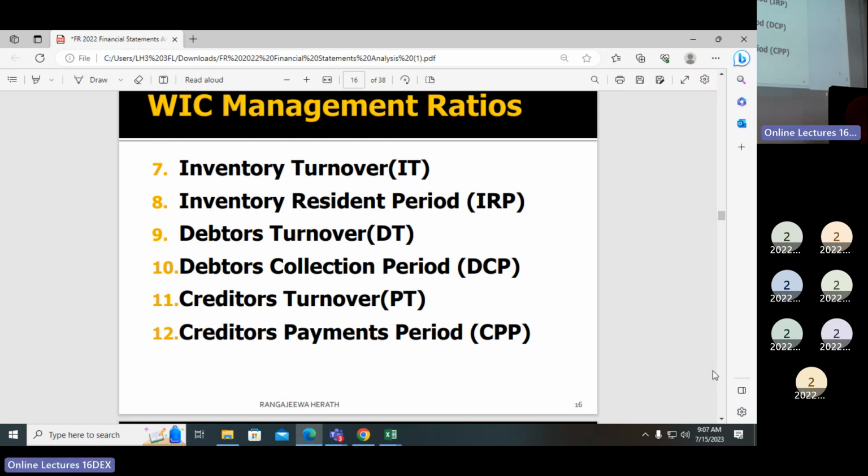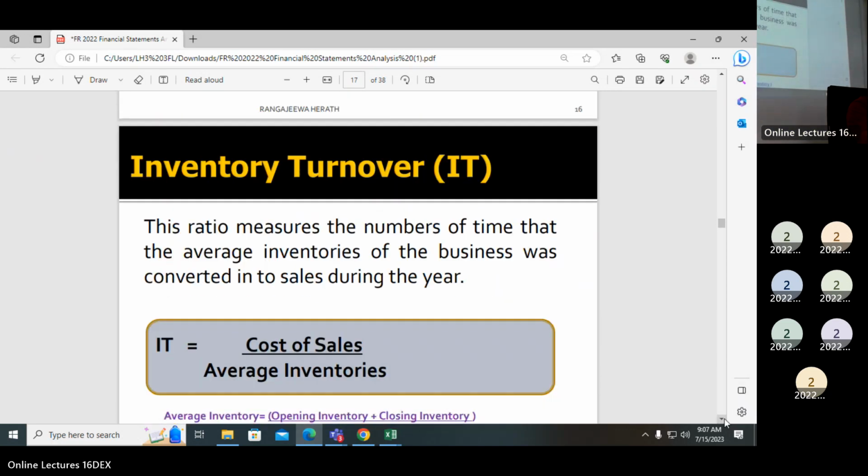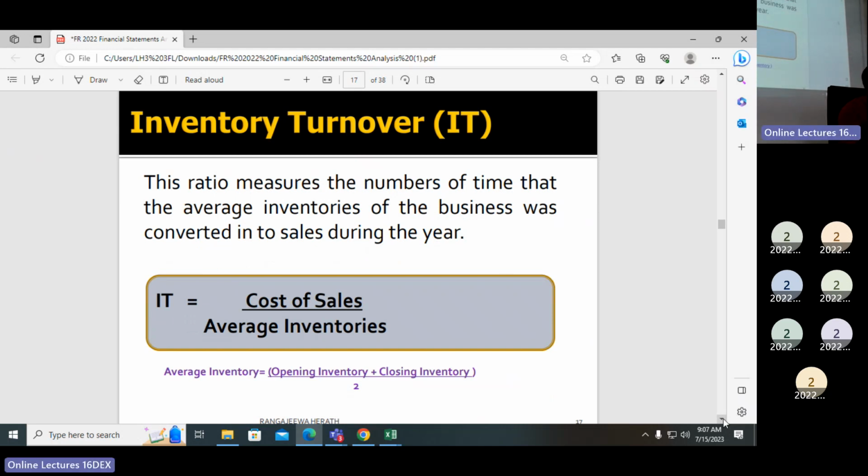So we have 6 ratios there. Inventory turnover, inventory residence period, debtors turnover, debtors collection period, creditors turnover, creditors payment period. The inventory turnover measures the number of times that average inventories of the business converted into sales during the year. Average inventory අවුරුද්දක් ඇතුළත වාර කීයක් විකිරෙනවද?